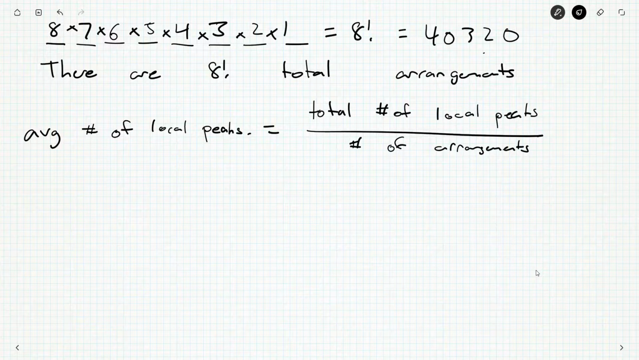So we're going to want some number over 8 factorial. So it's important to know where 40,320 comes from. Now, how do we go about getting the total number of local peaks?